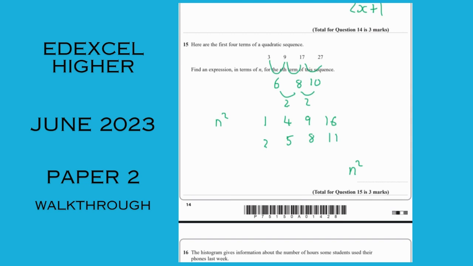We have another sequence to work on, so start again. This sequence is going up in 3s. That means there's a 3n to it. What does the 3n, the 3 times table, look like? As you can see, it's take away 1, take away 1, take away 1, minus 1. There we go.